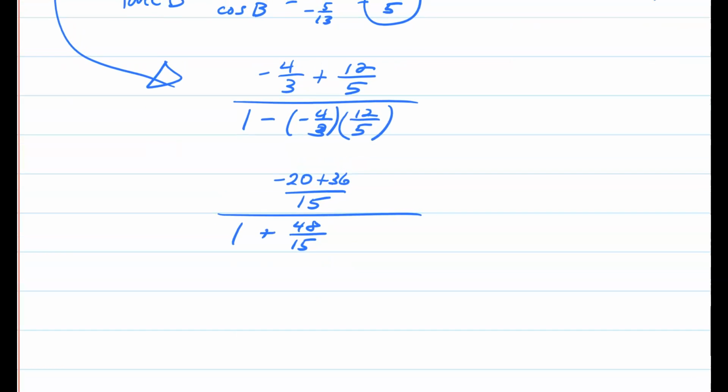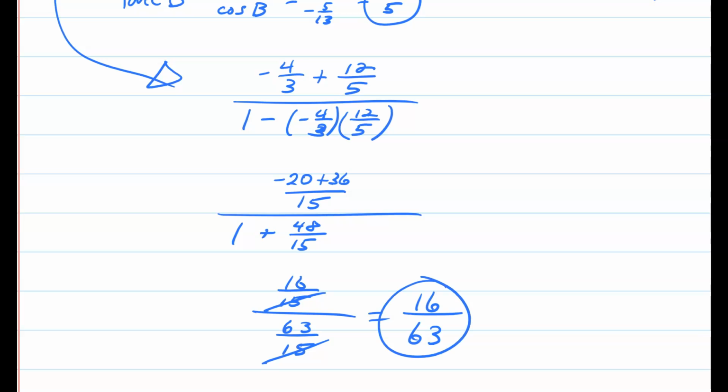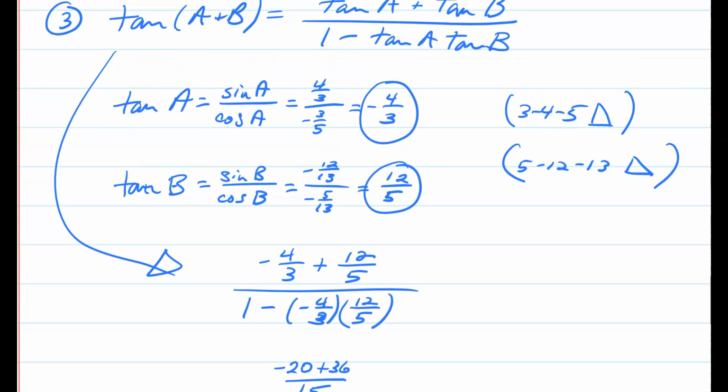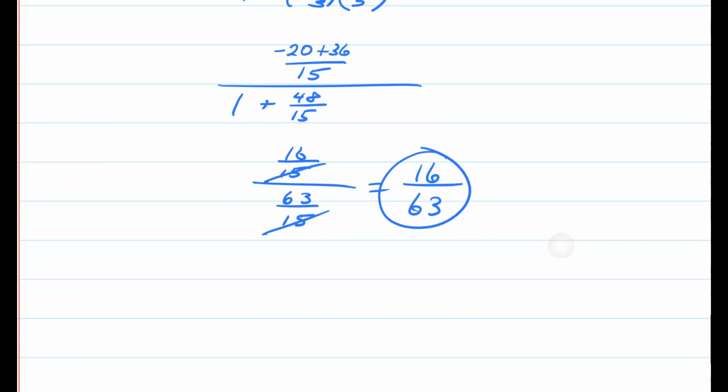So we can clean this up a bit. We've got 16 over 15 in the numerator, and 1 is 15 over 15. 15 and 48 is 63. So we get 63 over 15, and that will reduce, we divide the 15s, to 16 over 63, which is the value of the tangent of a plus b.